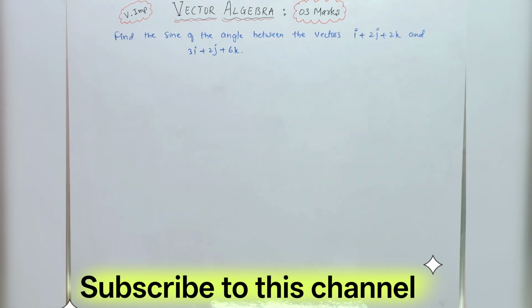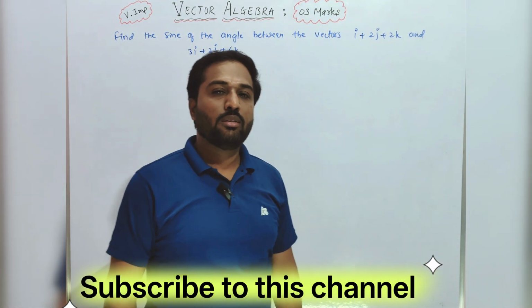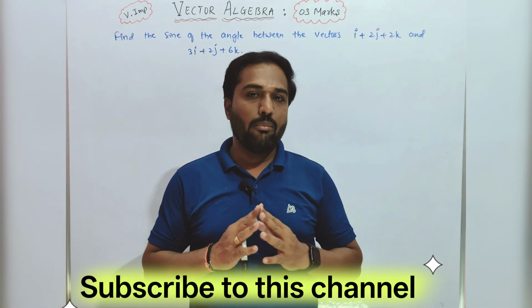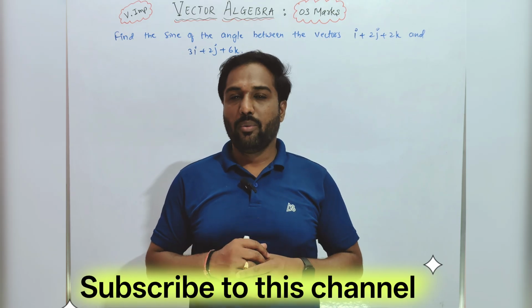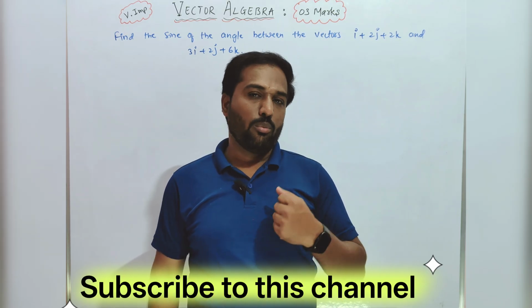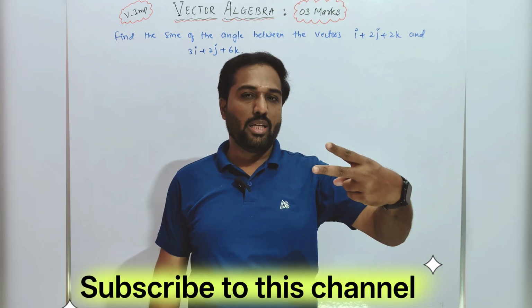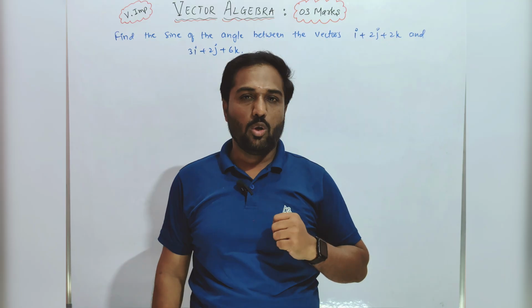Hello my dear students, so this is the last part of the 3 marks section, that is finding the angle between the vectors. There are mainly two formulas. Okay, so finding the sine angle, finding the cosine angle, only two formulas. One is dot product, another one is cross product. Let us see.